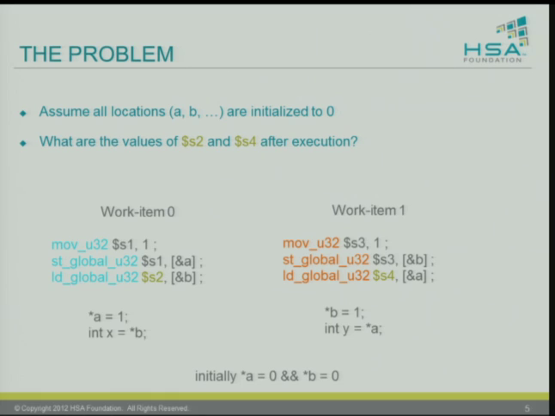Now, the critical question that we're trying to address here is, what are the values of S2 and S4 after execution? That's what we want to be able to reason about in a sensible way and deduce a result. And as I say, just marking again here, A and B are initialized. Well, the values at the address pointed to by A and B are initialized to 0, just for simplicity of all the later examples I'm going to go through.